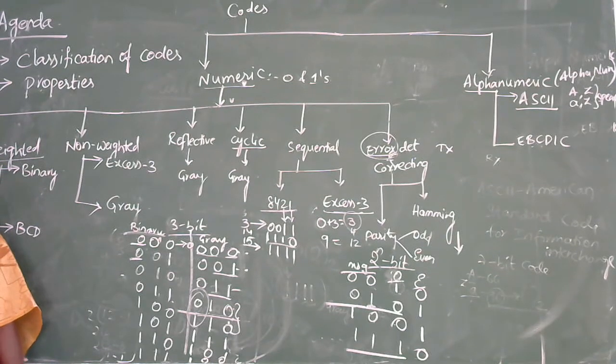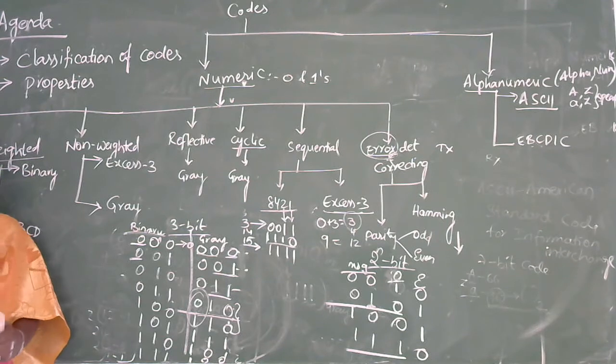Coming to the alphanumeric codes, ASCII, that is American Standard Code for Information Interchange, is a 7-bit code in which we can represent the uppercase as well as lowercase alphabets with some special characters. And EBCDIC, that is Extended Binary Coded Decimal Interchange Code, is an 8-bit code, which is an advancement over the ASCII code. These are about the classification of codes and its properties.